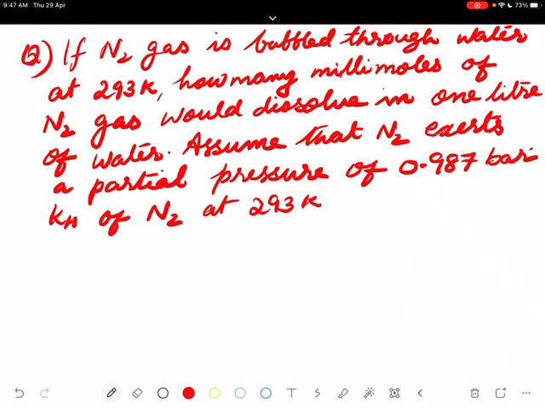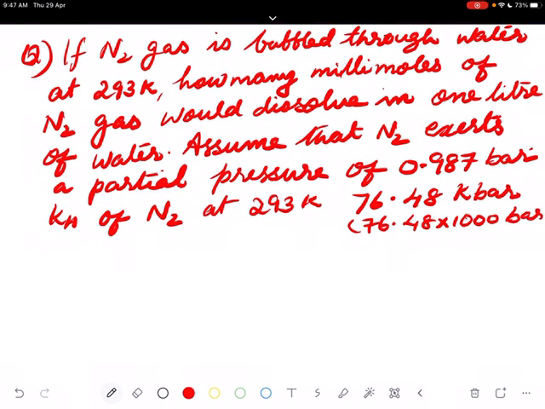We know that the KH value changes with the change in temperature. At this temperature, 293, it is 76.48 kilobar. Kilobar means you can convert that into bar. How? That is 76.48 into 1000 bar. Kilo is 1000. Okay, this is the question.